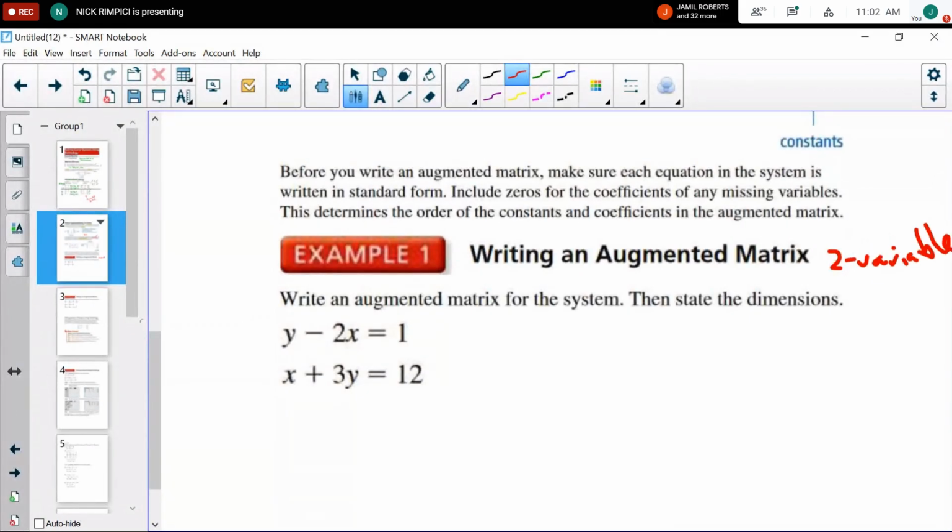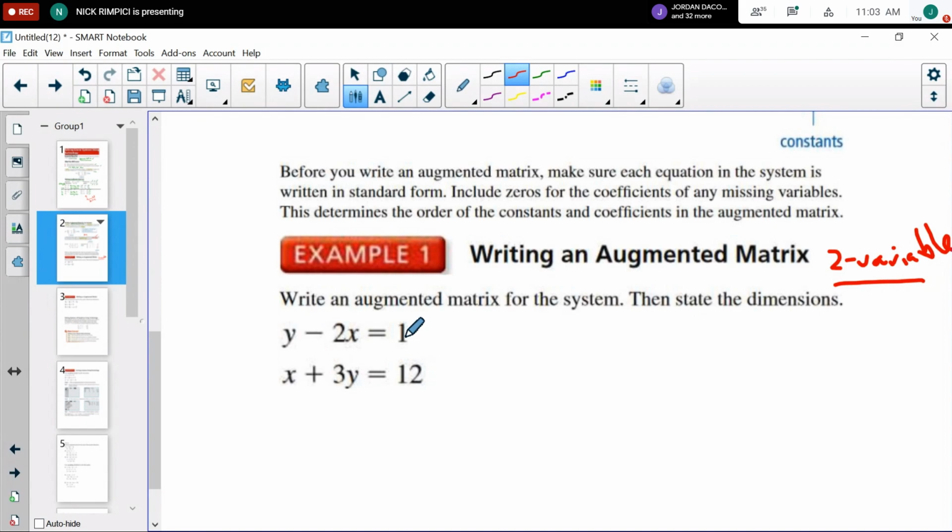There's no Z in this one. Okay, this is the easier type. If it's going to be two variables, we need X, then Y, and then equal to the solution. So if you look at this, the bottom one to me looks good.